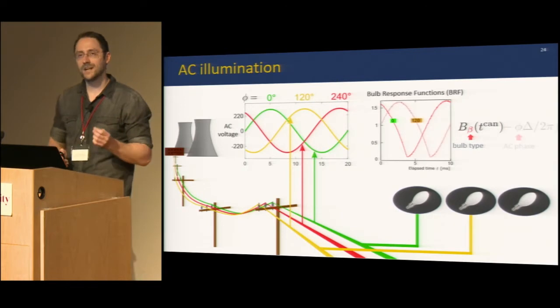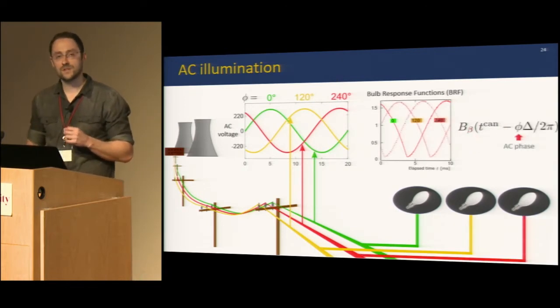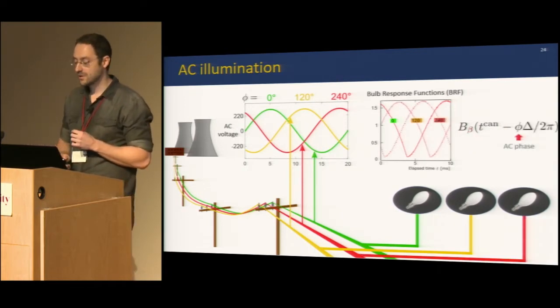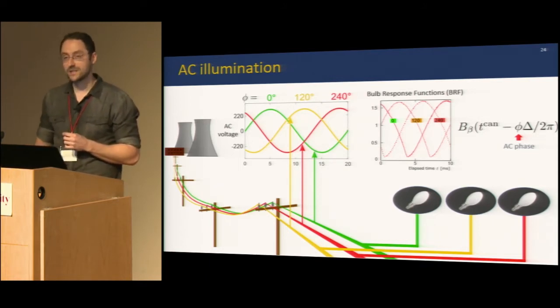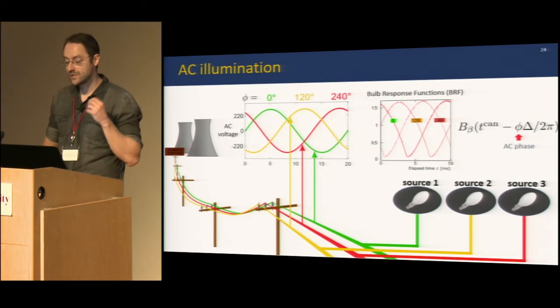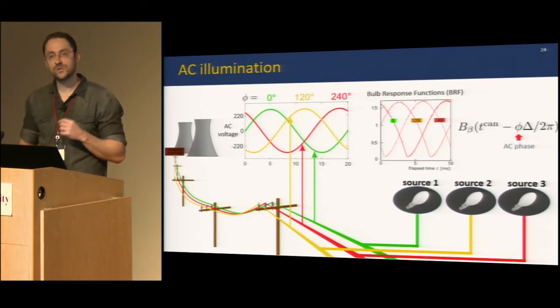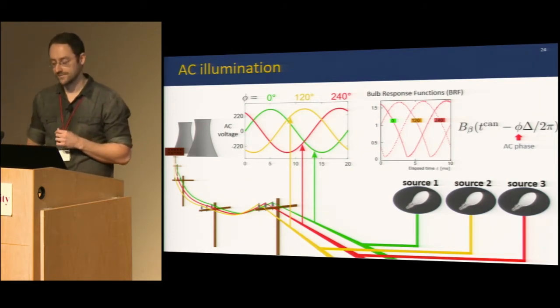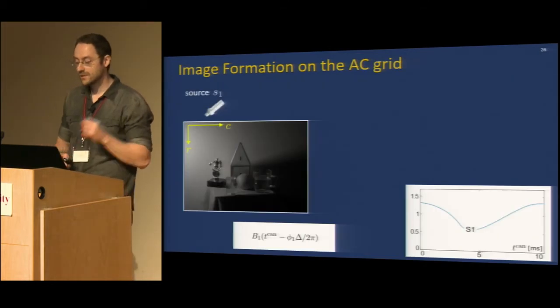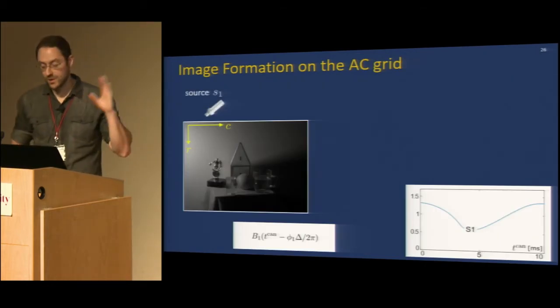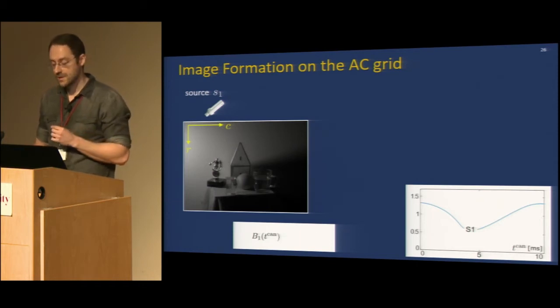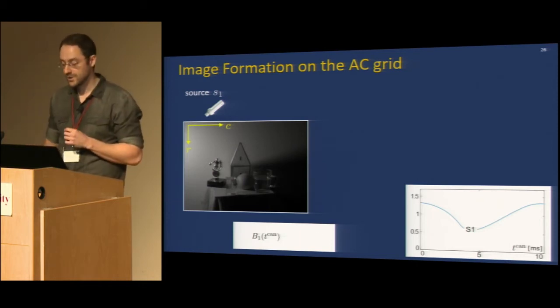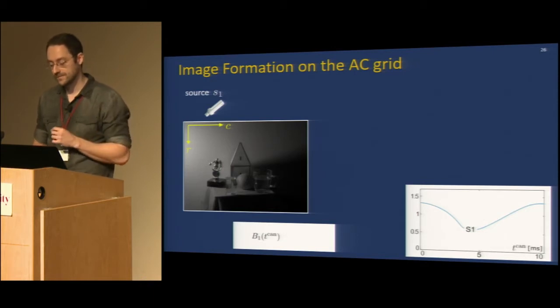Now, connecting identical bulbs to AC phases 120 and 240 causes a corresponding phase shift in their response function. In this case, we treat the scene as having 3 different sources, each with its own unique temporal profile. All right, so now let's look at a scene illuminated by just one source. And let's set this source as our reference source by setting its AC phase to 0. We can always choose one source to do that.